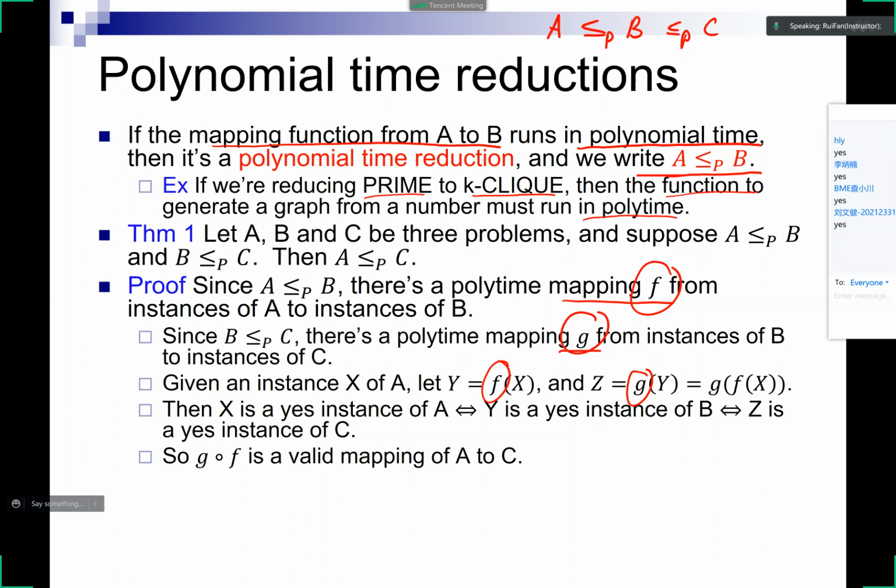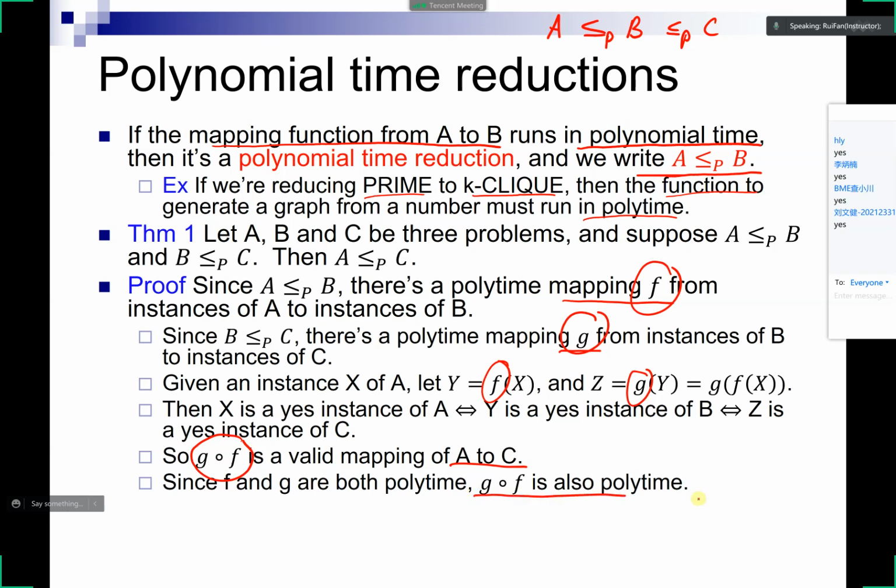If we use this composite reduction function, G composed with F, so you first run F and then you run G, then this is a valid mapping from A to C. Because both F and G run in polynomial time, when you compose them it also runs in polynomial time. The complexity is just the complexity of F plus the complexity of G. Just run one algorithm after the other.